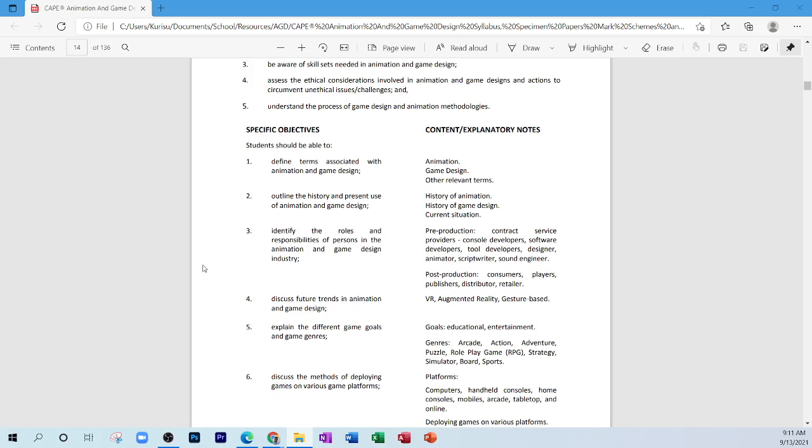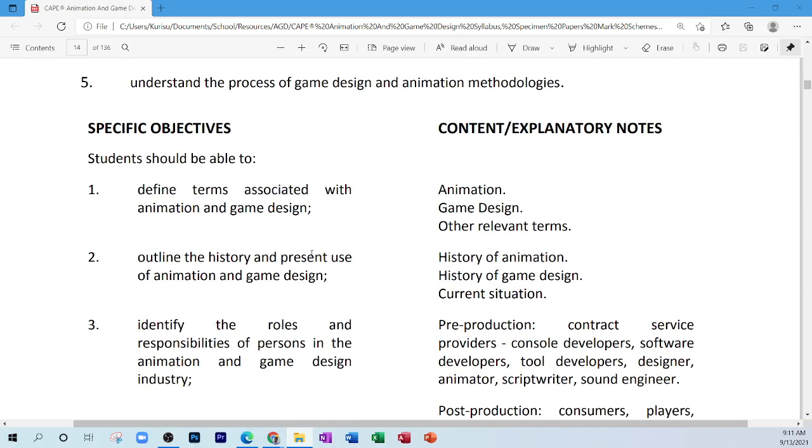Let's have a basic revision of what we did so far in our last class. In the last class, we looked at Objective 1. What are some terms that we need to take note of for animation and game design? We have animation, we have game design, and some additional terms we were looking at. Anybody remember what animation is? You can put it in your own words. Will you remember the nutshell?